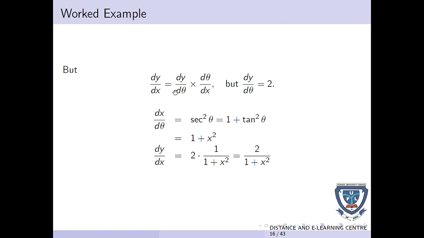Now at this point, the dy/d theta is just 2, and the dx/d theta is 1 plus tan squared theta, which will give us 1 plus x squared. Now reversing back to the original problem, which is in x and not in theta, you will now have that dy/dx is 2 times 1 over 1 plus x squared, which is equal to 2 all over 1 plus x squared.